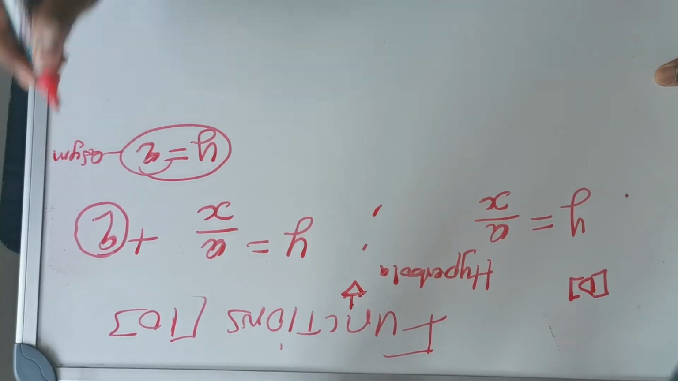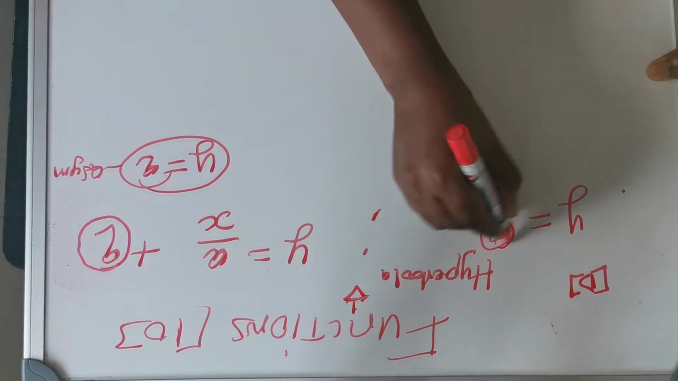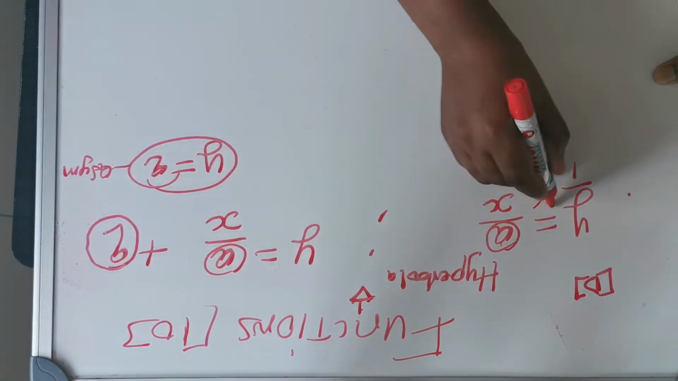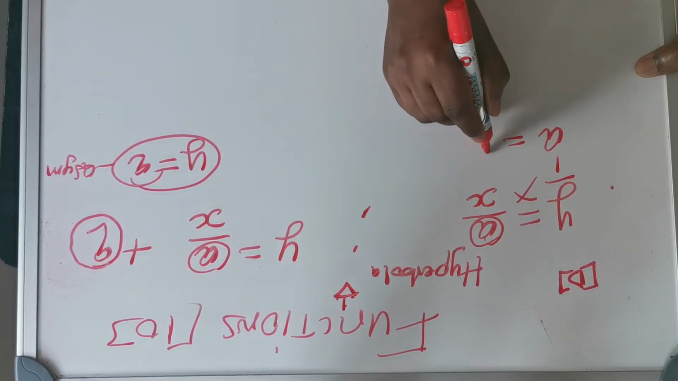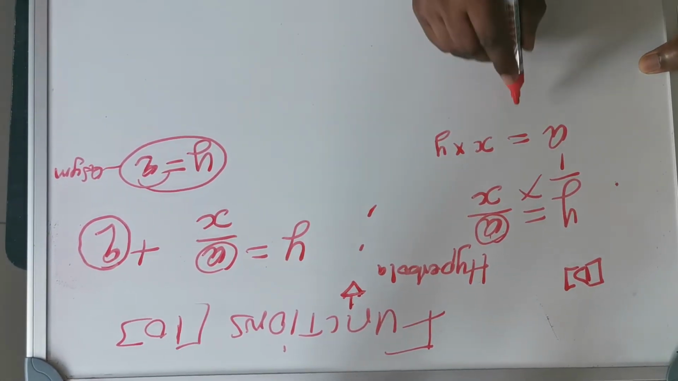asymptotes, right? But now we have a here. If you take this one and you cross multiply, this would give you a equals x times y. So there's something important here.